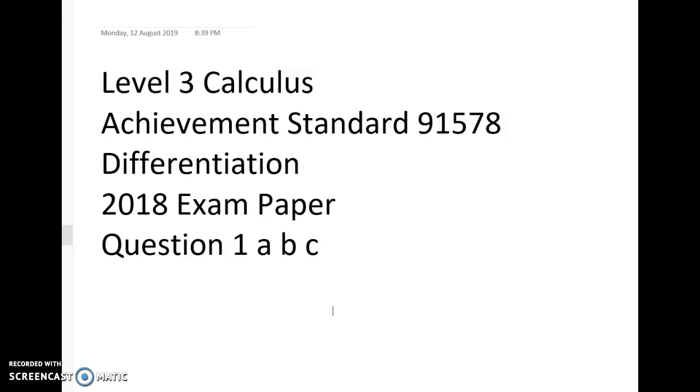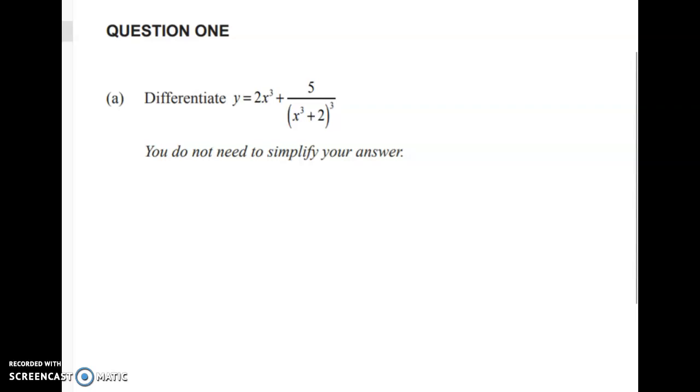In this video, we're going to look at 2 achieved questions and a merit question. So here's the first one, and it's kind of a warm-up. Differentiate the following function, and you don't need to simplify your answer. So let's see what we have to do first.